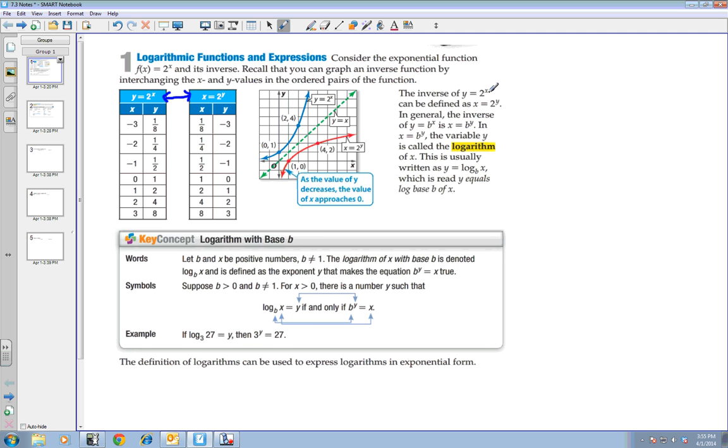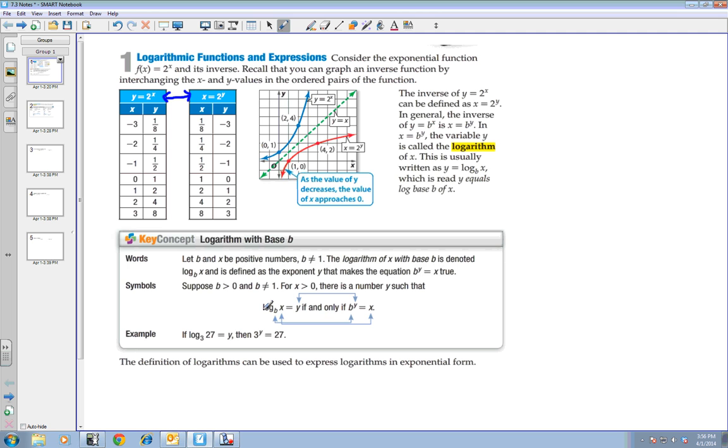Now, it says the inverse of y equals 2 to the x can be defined as x equals 2 to the y. That's what we just said. And then it says, in general, the inverse of y equals b to the x is x equals b to the y. And in x equals b to the y, the variable y is called the logarithm of x. This is usually written as y equals log base b of x. So I always tell students logarithms are another way to write something in exponential form.